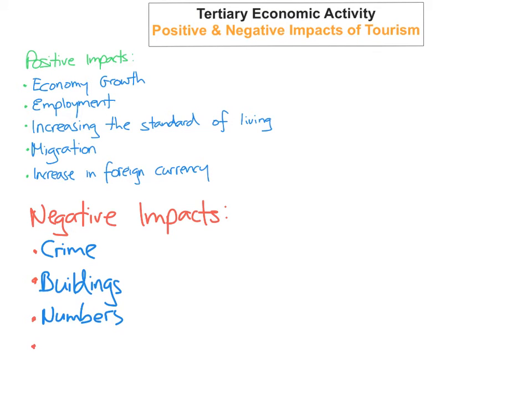The fourth reason is pollution, and pollution is a huge problem. We can have three types of pollution: air, noise, and visual pollution. And when you've got more people coming into an area, this is obviously going to lead to increased levels of pollution.